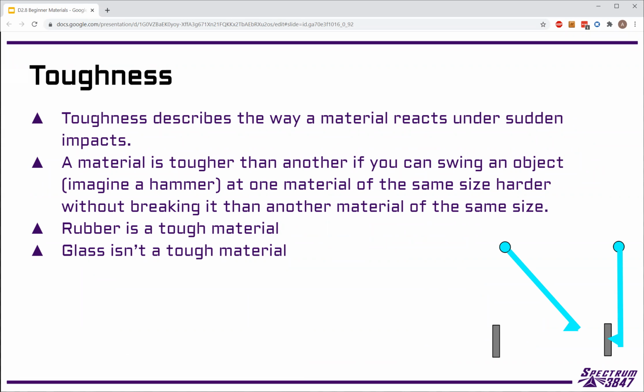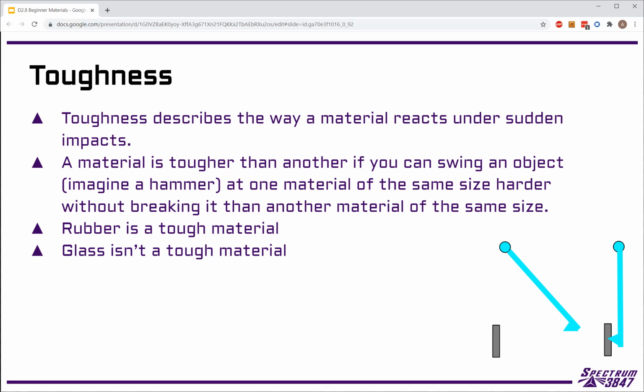When we talk about a material's toughness, it's different than its strength. Its toughness is the way it reacts to a sudden impact, so it's often referred to as impact resistance for tough materials. Basically, if you were to swing a hammer or an object at something, most of the time when we're comparing them, we're always comparing across the same size piece of material.